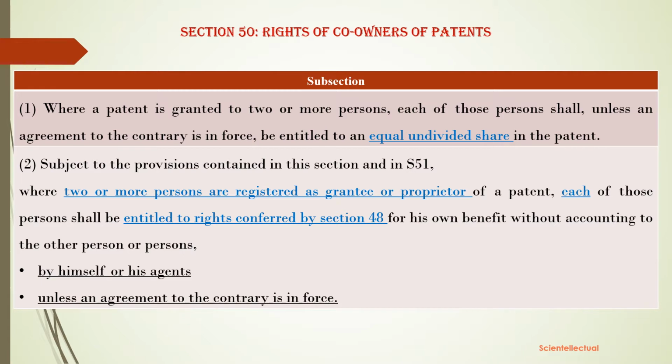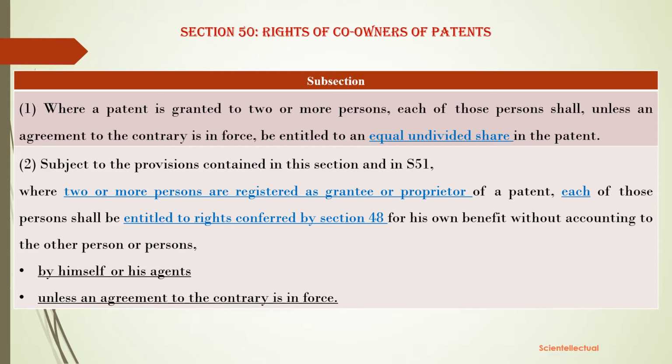First, we are discussing section 50, Rights of Co-Owners of Patents. Subsection 1 says, when a patent is granted to two or more persons, then each of them, until and unless there is any agreement in contrary, will have an equal and undivided share in the patent.